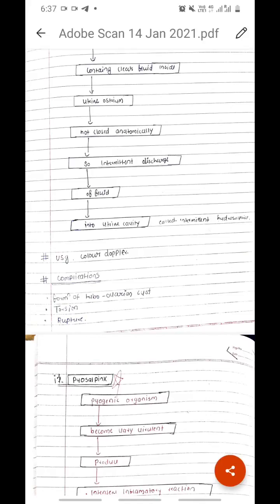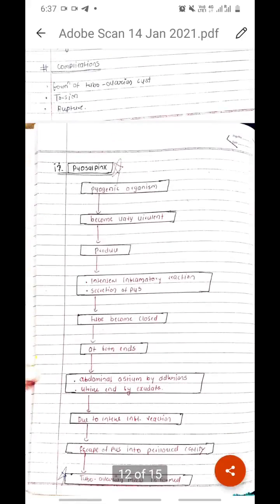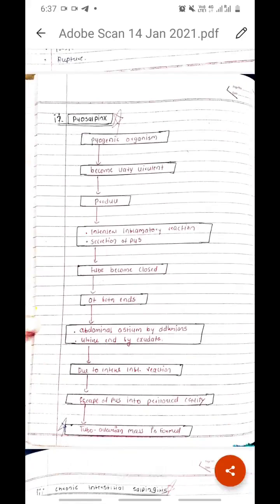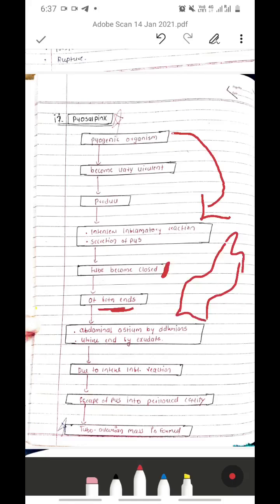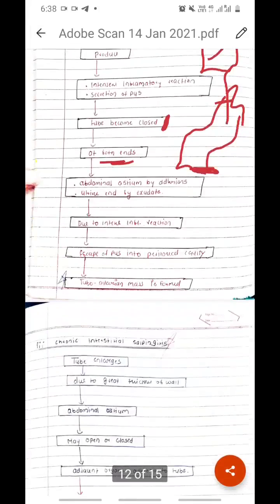So after hydrosalpinx, we are discussing chronic salpingitis. First we have discussed hydrosalpinx, and next we discuss pyosalpinx. Pyosalpinx is when pyogenic organisms become very virulent and produce intense inflammatory reaction and secretion of pus. So the tube becomes closed at both ends: at the abdominal ostium by adhesions, and at the uterine end by exudates. Exudate and adhesions are the two causes of closure of the fallopian tube. Due to intense inflammatory reaction inside, pus may escape into the peritoneal cavity, and it can lead to tubo-ovarian mass. Okay, so a tubo-ovarian mass will be formed.